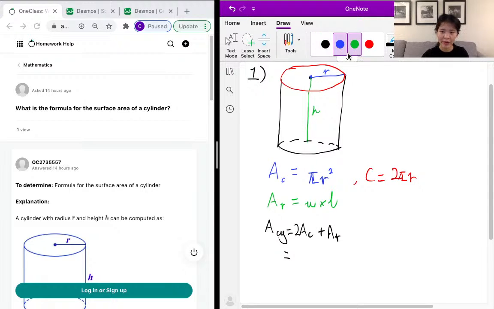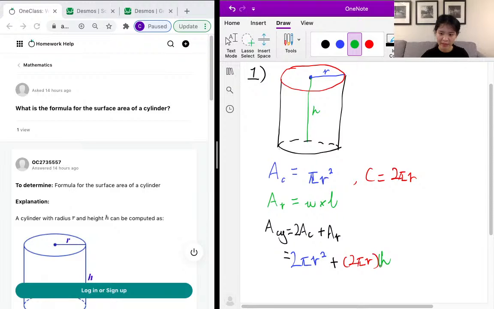All right, so we know that the surface area of the cylinder is equal to 2 times the area of the circle, which is just 2 pi r squared, plus the area of the rectangle, which again is just width times length. But our width over here is actually the circumference of the top circle or the circumference of the bottom circle. They have the same circumference. So we just need to do 2 pi r as the width of the rectangle, which is also the circumference of the circle, multiplied by the length of the rectangle, which is the height of the cylinder.